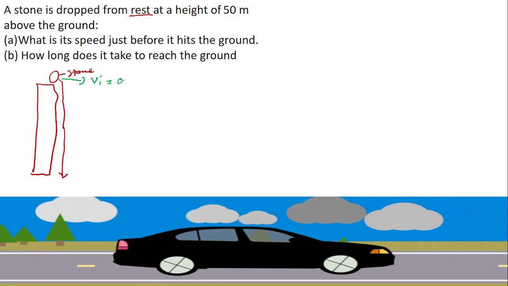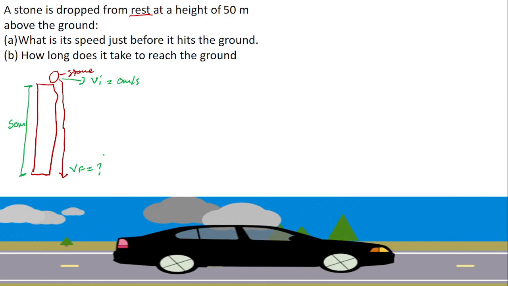Then at a height of 50 meters, so the height from this point to that point is just 50 meters. That is 50 meters above the ground. What is its speed just before it hits the ground? So in this case, we are looking for the final velocity before it hits the ground. Because when it hits the ground, there will be issues of the change of energy, and some resistance.